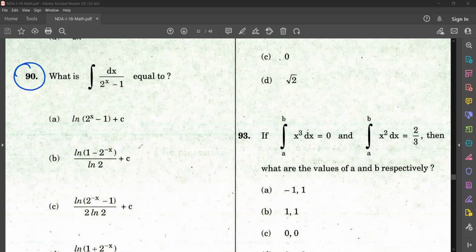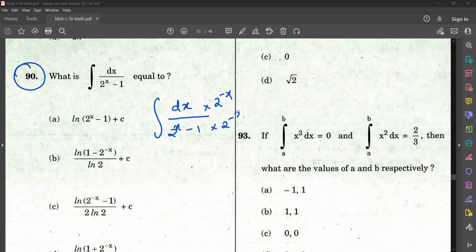We'll do one thing. We'll multiply the numerator and denominator by 2 raised to minus x. Then let's see what will happen. Multiply the numerator and denominator with 2 raised to minus x. So the numerator will become 2 raised to minus x. Here also 2 raised to minus x, isn't it? So that is the integral of 2 raised to minus x divided by 1 minus 2 raised to minus x, dx. Okay, so our integration changes like this.